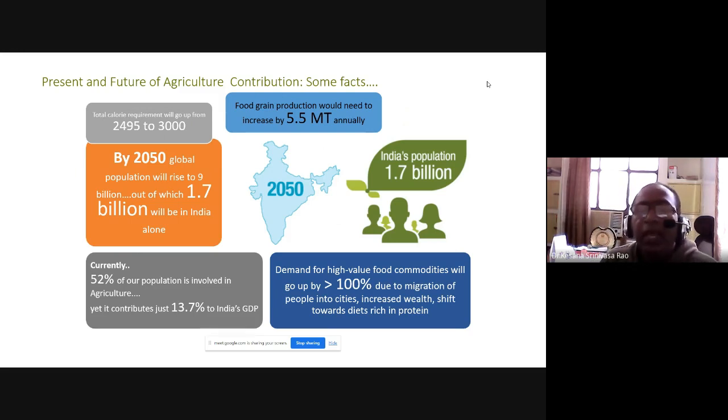Demand for high value food commodities will go up by greater than 100% due to migration of people into cities, increased wealth, and a shift towards diets rich in protein. These are the factors which we can see in the coming 30 years.